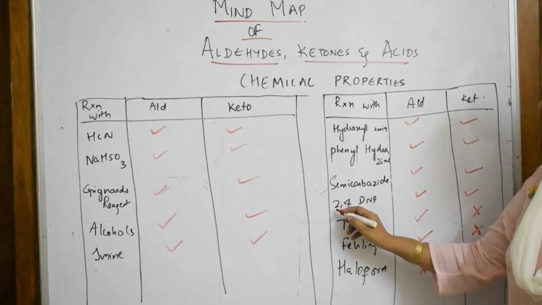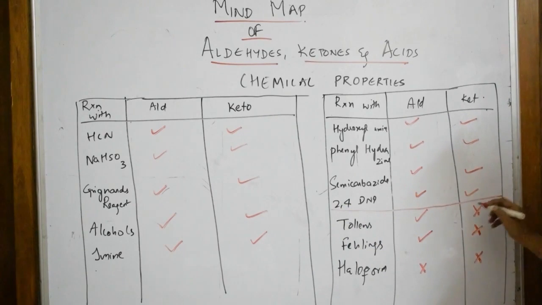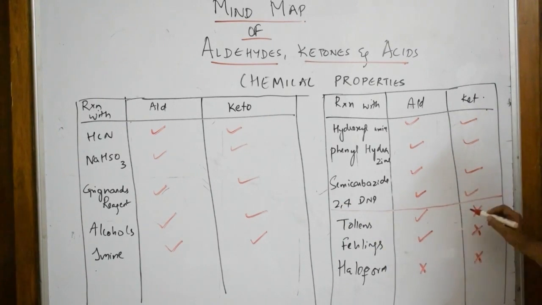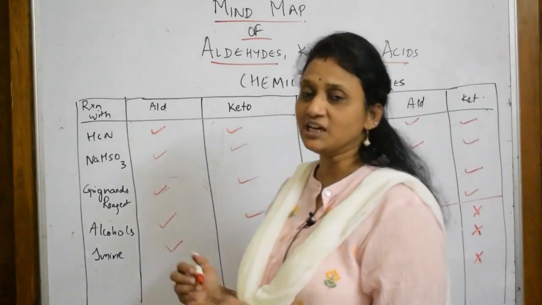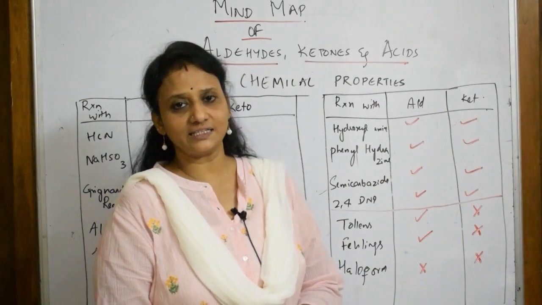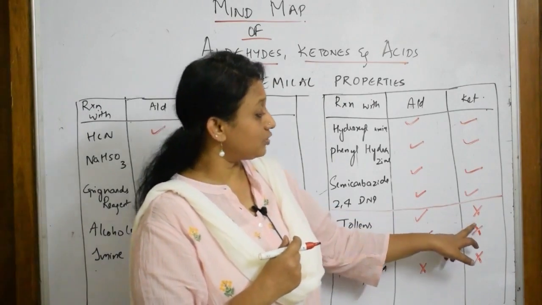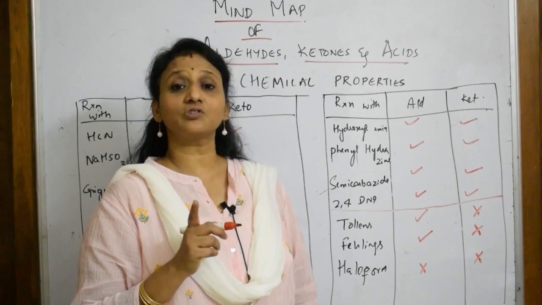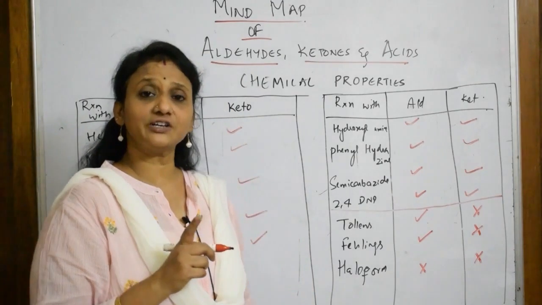Now here, this is where it is important for you all. When it comes to the Tollens test, remember, the Tollens test is given by aldehydes and it is not given by ketones. That is a differentiating test for aldehydes and ketones. But what type of ketone gives the Tollens test? If they are alpha hydroxy ketones.